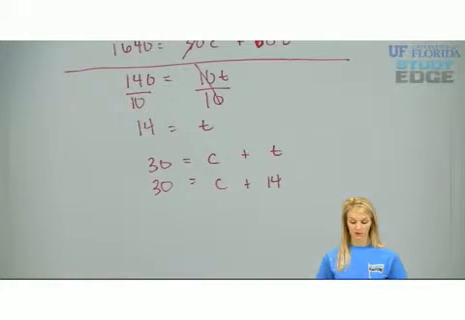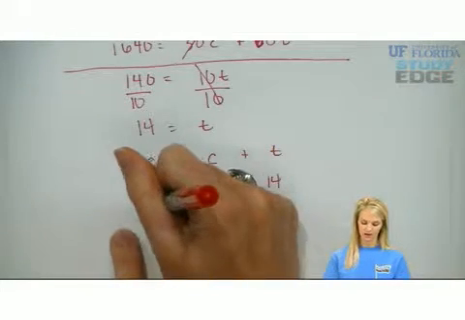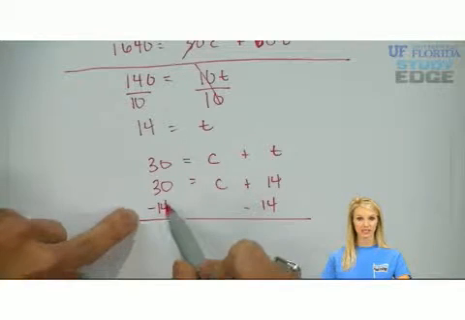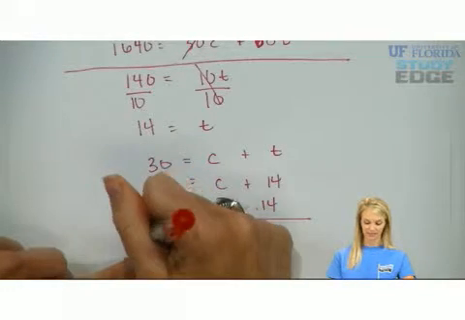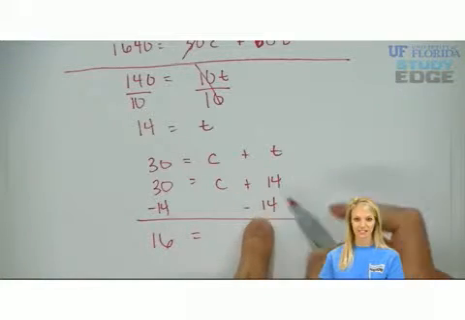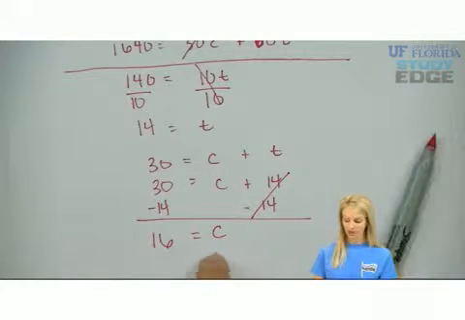Well, now I just want to solve for C. If I'm adding 14 here, I'm going to subtract it to get rid of it. What happens? 30 minus 14. I have 30 and I take away 14, I'm left with 16, equals C plus 14 minus 14. These cancel out, and I'm left with C. My number of chairs is 16.